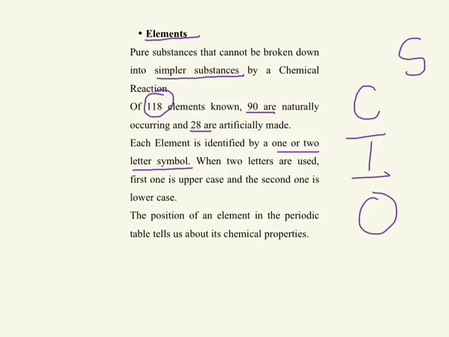But when two letters are used, the first one is in uppercase and the second one is in lowercase. For example, sodium, N is in uppercase, A is lowercase. Chlorine, C uppercase, L lowercase. The elements are arranged in the periodic table, and the position of an element in the periodic table tells about its chemical properties.